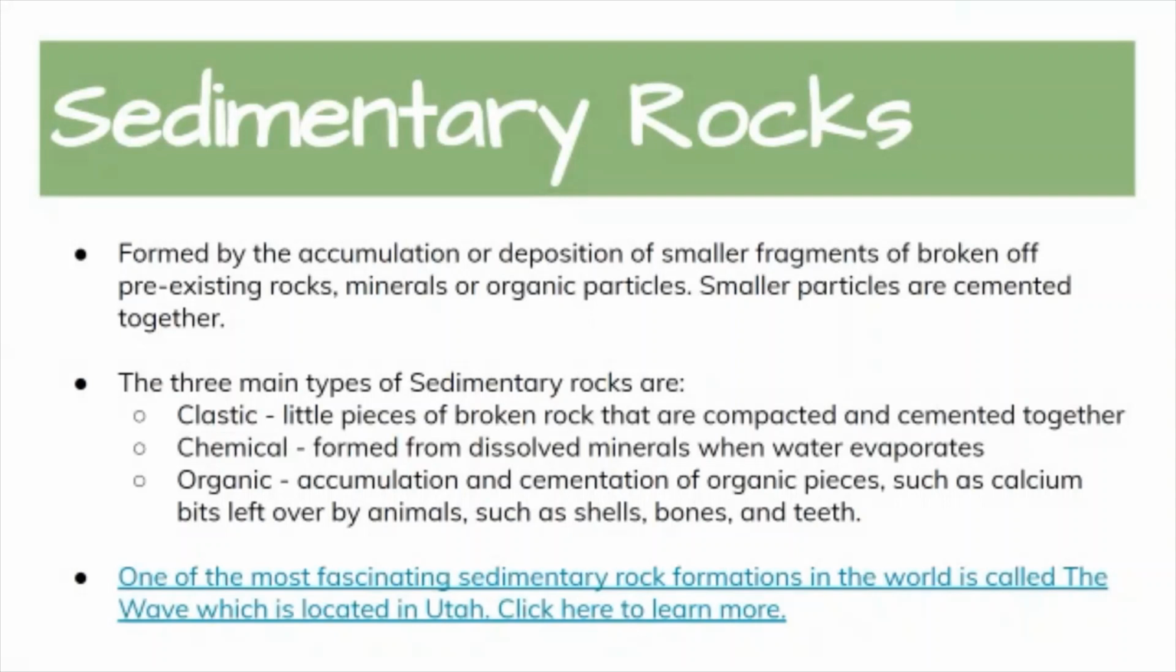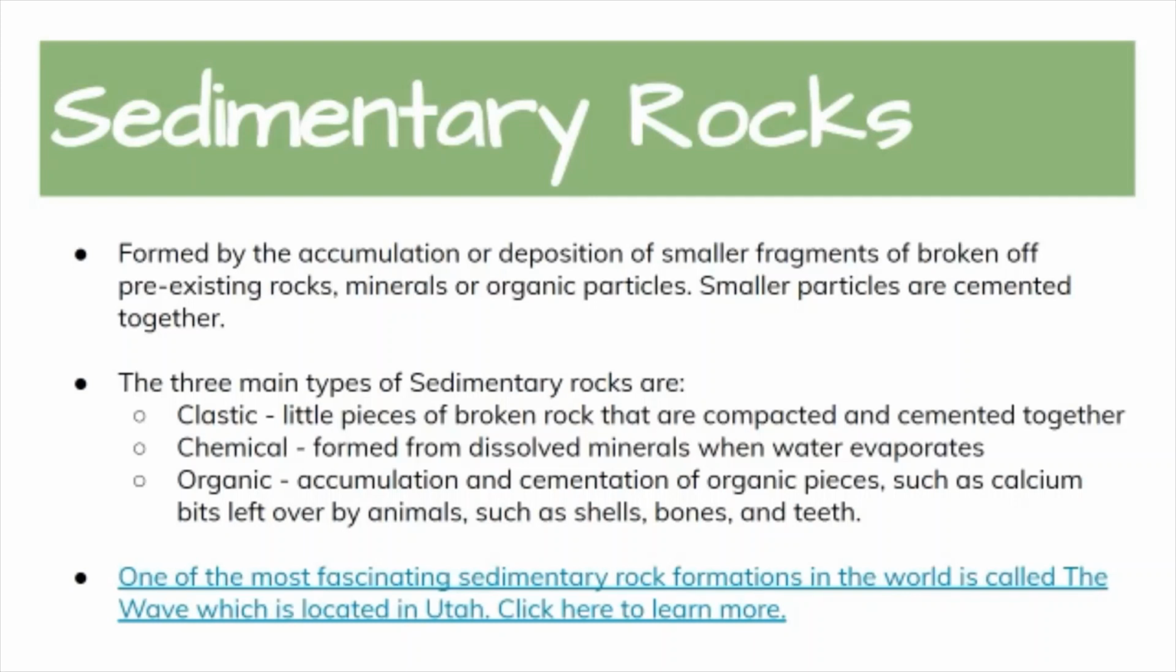Sedimentary rocks are formed by the accumulation or deposition, that's a hard word, deposition of smaller fragments of broken off pre-existing rocks, minerals, or organic particles. Smaller particles are cemented together. So there are three main types of sedimentary rocks.